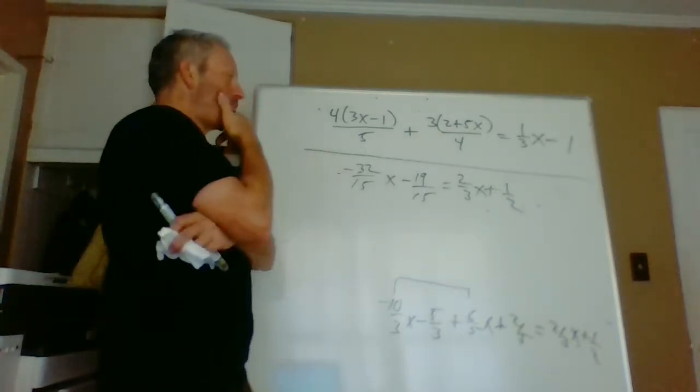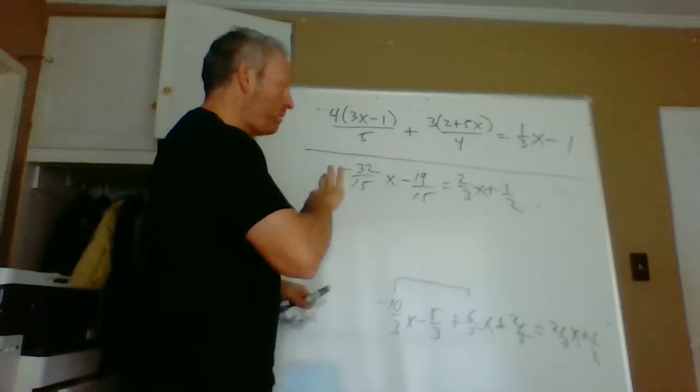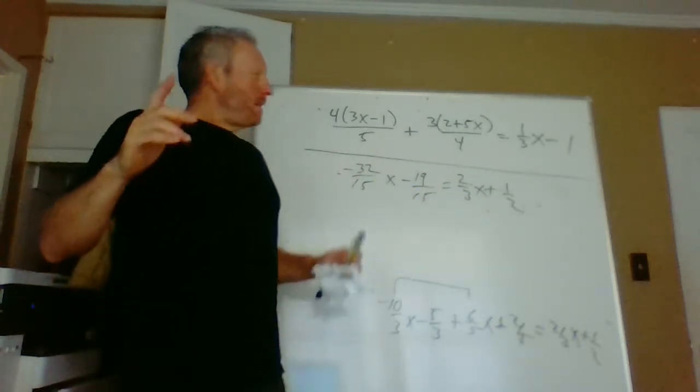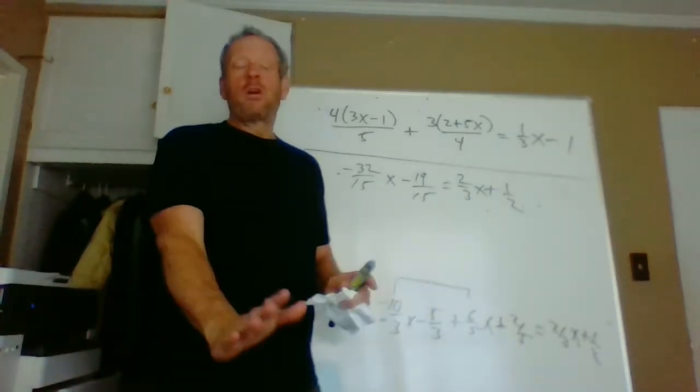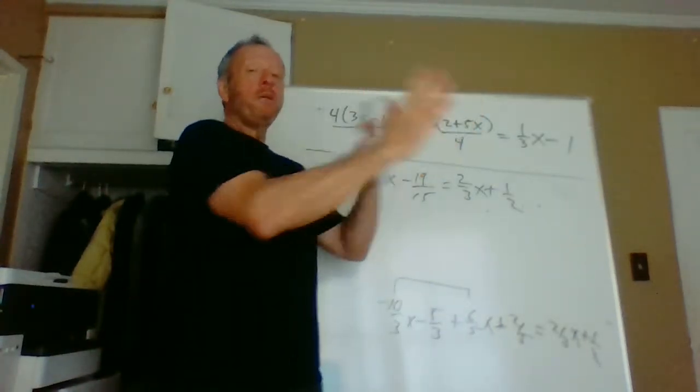Now, what am I going to do at this point? Well, I want to get x's on one side and numbers on the other. It doesn't matter which side you put the x's and the numbers. That's your call. You make that decision. If a equals b, b equals a.